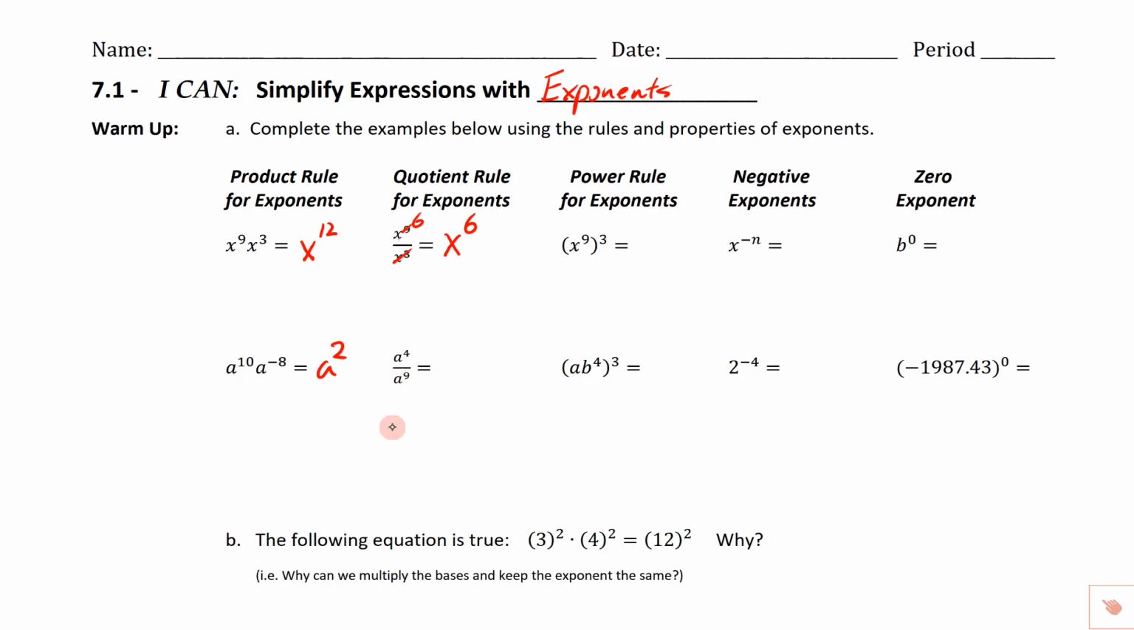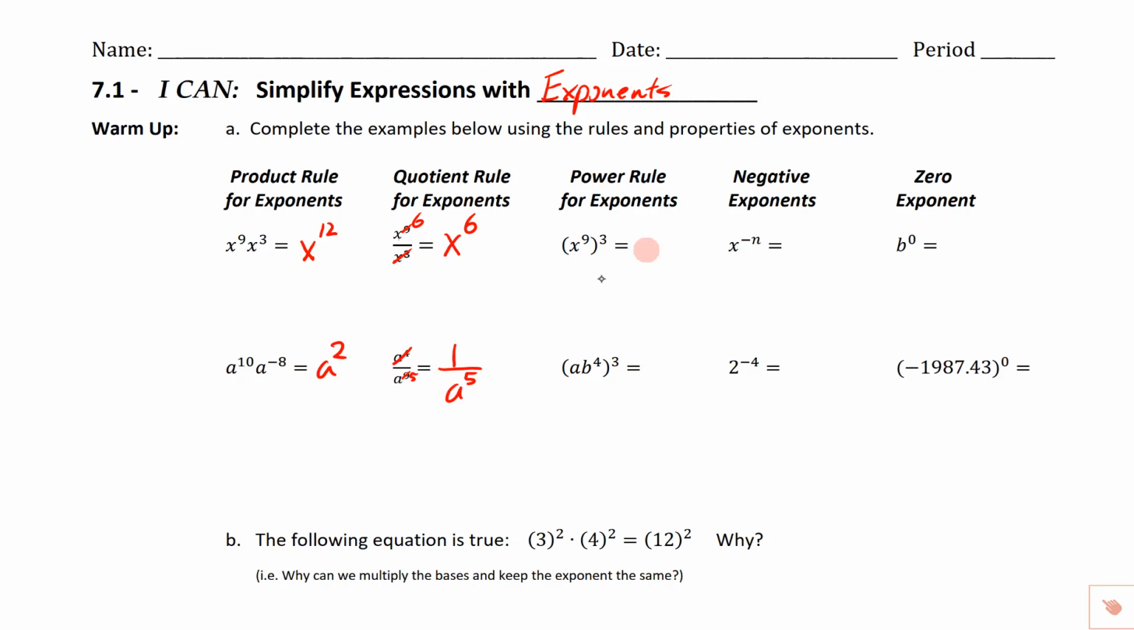And then the same type of thing here. We're going to have 4 a's on the top and 9 a's on the bottom. These 4 are going to cancel with 4 of those. That means there's going to be 5 left. So this is a to the 5th. Now, there's a 1 left on the top. There was a 1 left on the bottom here, but we don't have to write that. If the one that's left is on the top, we do have to write that. So we've got a 1 over a to the 5th.